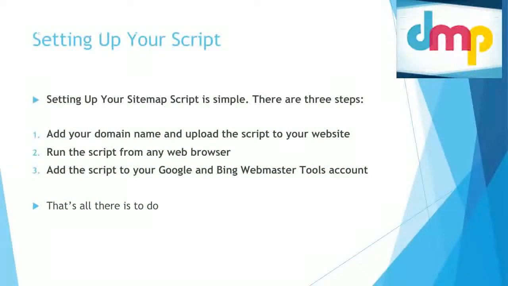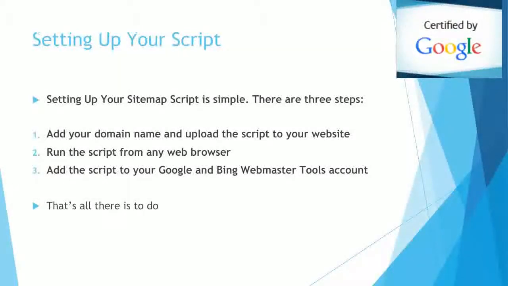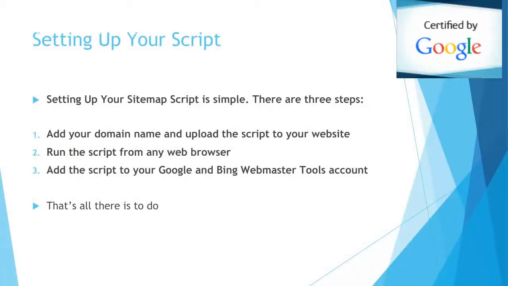Now, setting up our sitemap script is very, very simple. There's basically just 3 steps involved in setting up the script. The first is to simply add your domain name to it and upload the script to your website just like you would any other file. The second thing you need to do is actually run the script and activate it. And you can do that from any browser at all. And then finally, once you've done that, you'll add your sitemap to Google and Bing Webmaster Tools, and you're done.